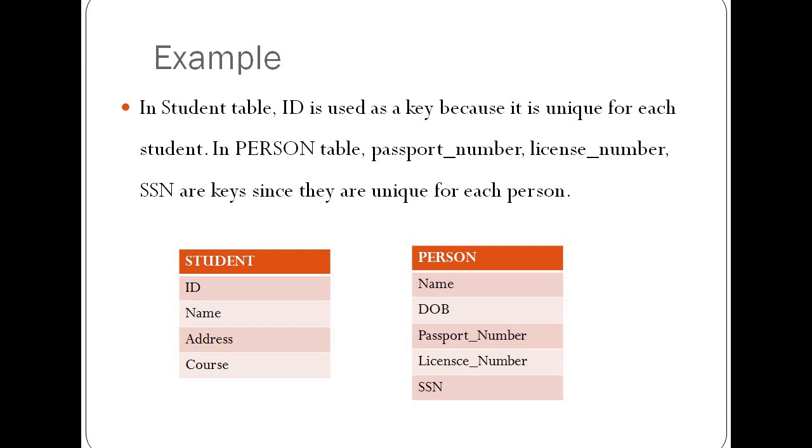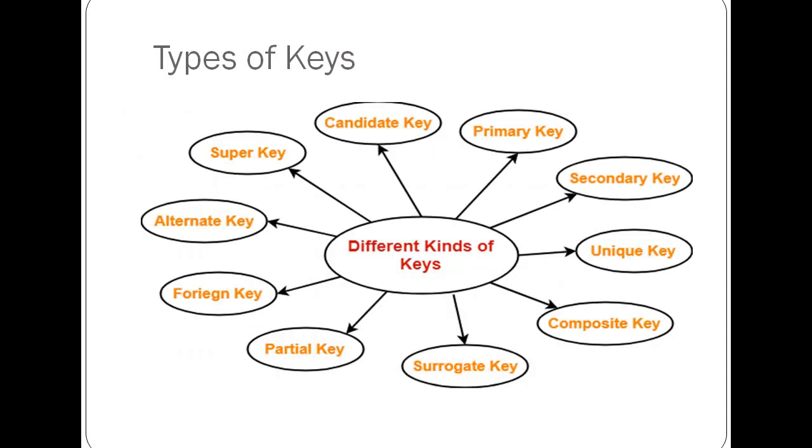Next, coming to an example of a key. If we consider a student table, an ID is used as a key because it is unique for each student, which we have discussed just now. In a person table, you have passport number, license number, and SSN as keys, since they are unique for each person.